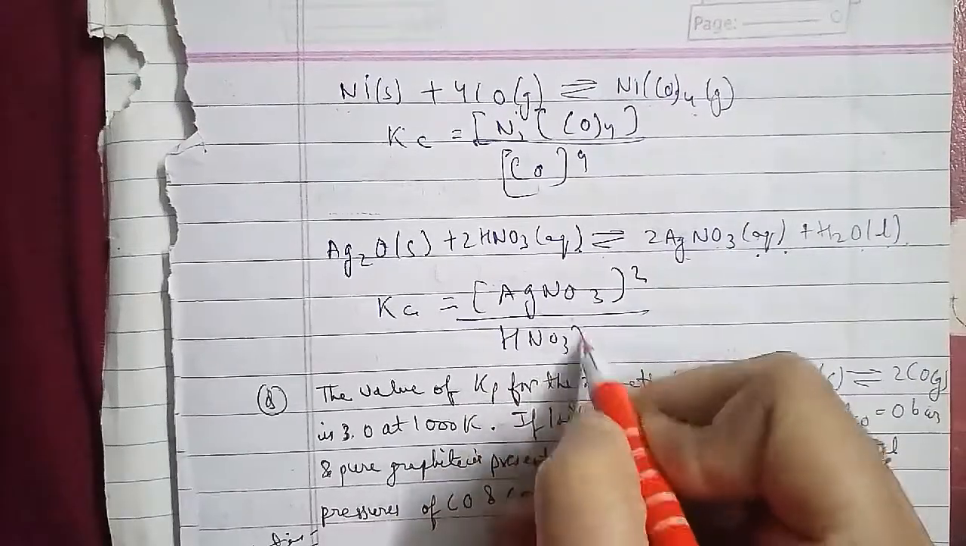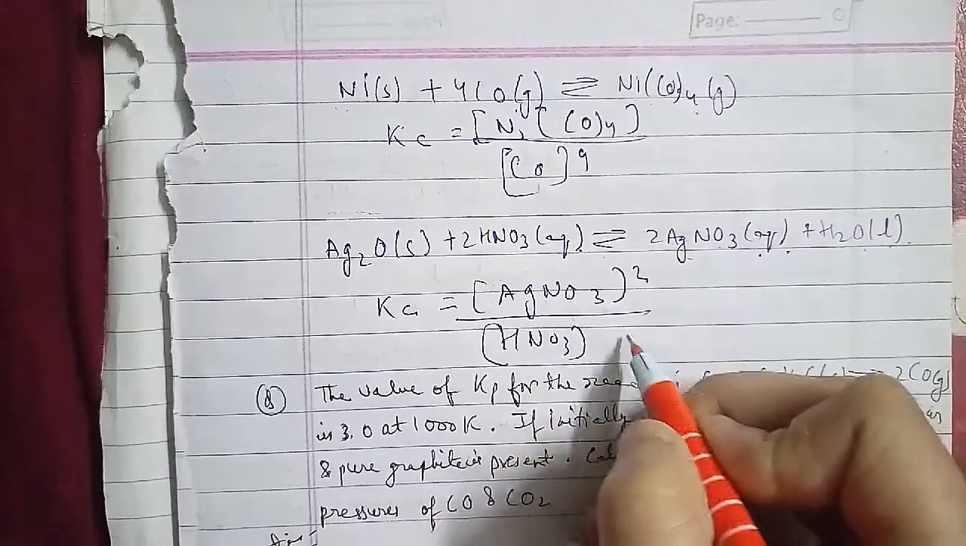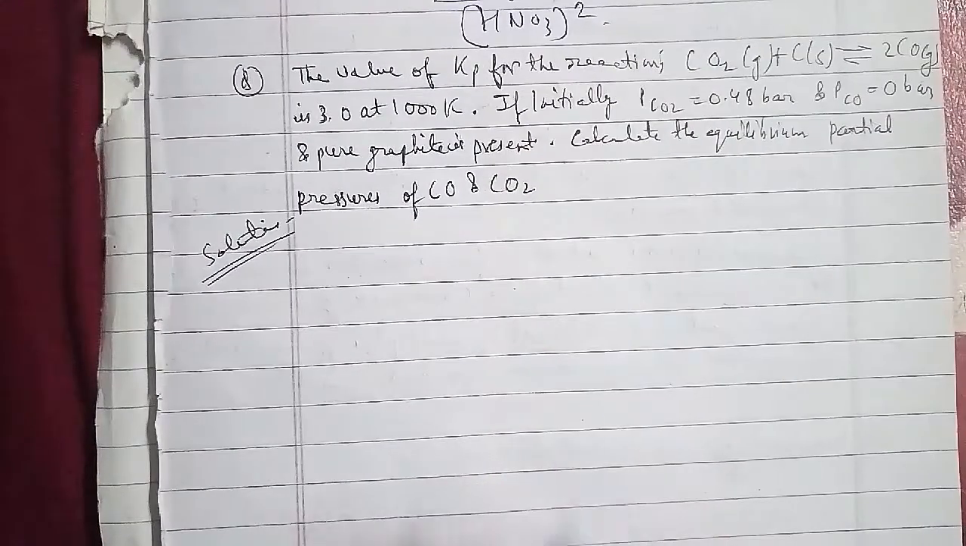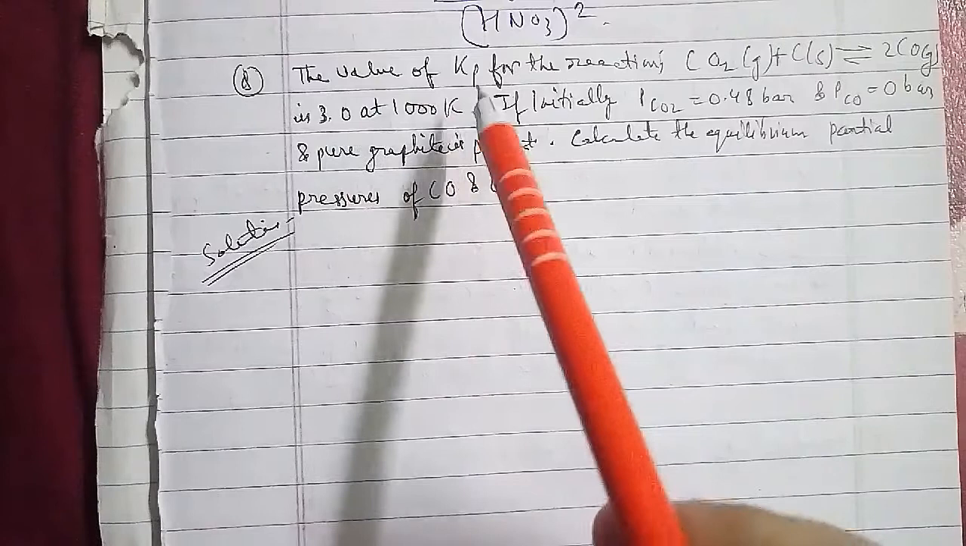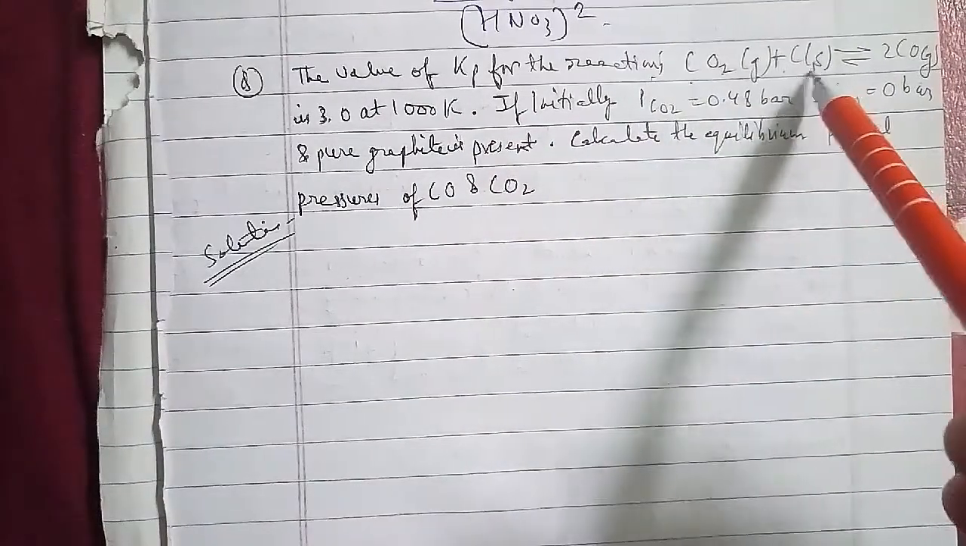So let's go ahead with another question that we have to discuss. The question is: the value of Kp for the reaction of carbon dioxide gas plus C, carbon in the solid form, giving 2CO in the form of gas, is 3.0 at 1000 Kelvin.